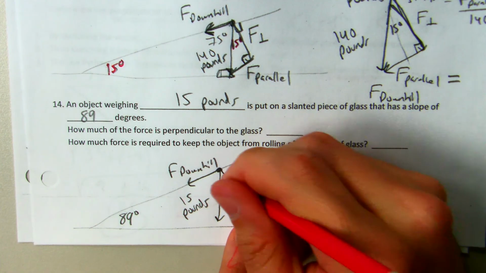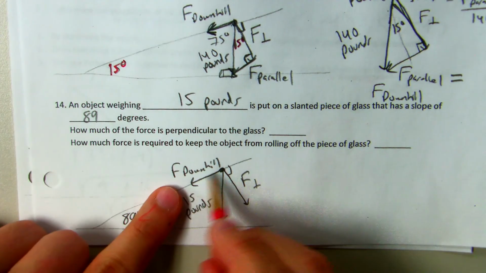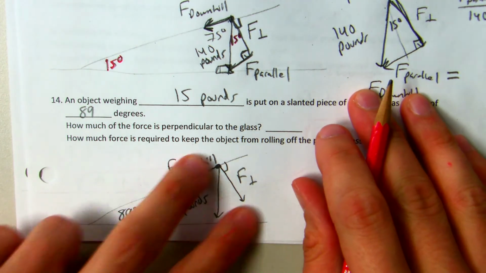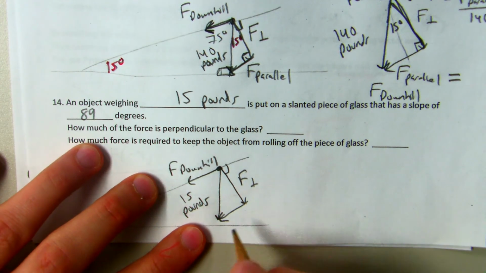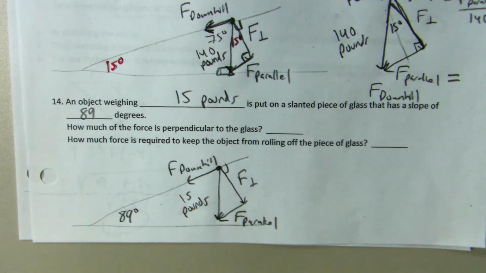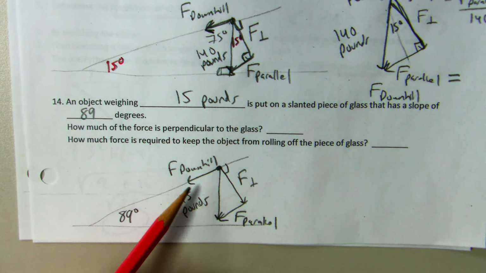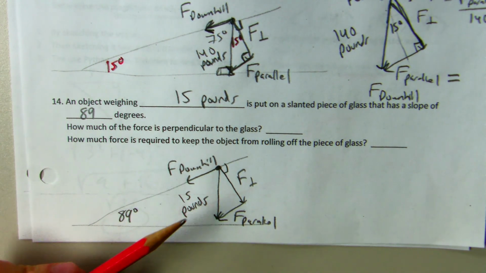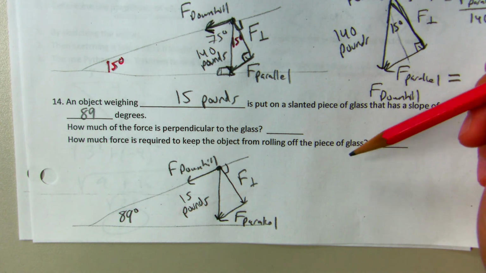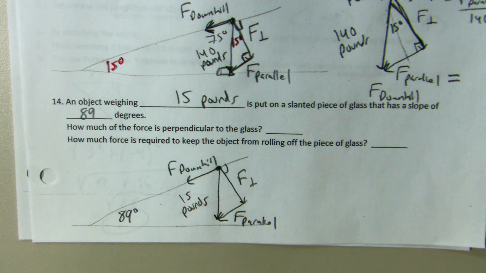Well, the force perpendicular is obviously perpendicular. The force downhill is equal to the force parallel. So this other vector is parallel to this one. So if we can find the magnitude of the force parallel, we actually have the magnitude of the force downhill. And how much force is trying to push you down the hill is how much you would have to exert to not go down.